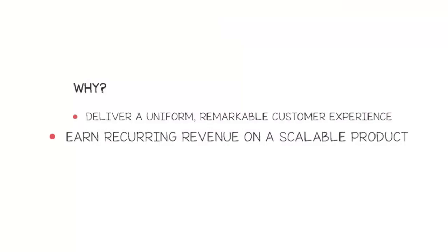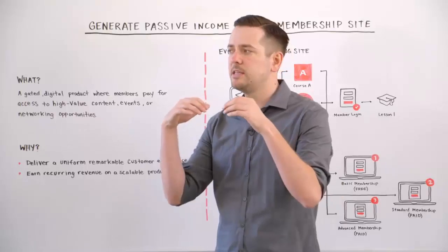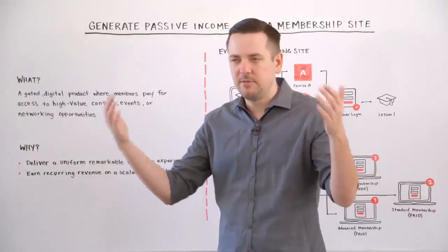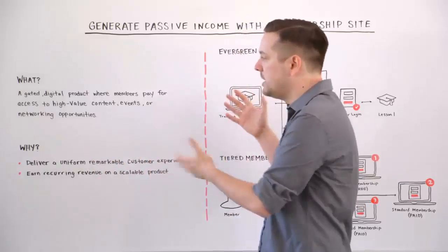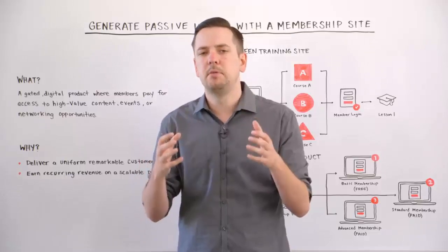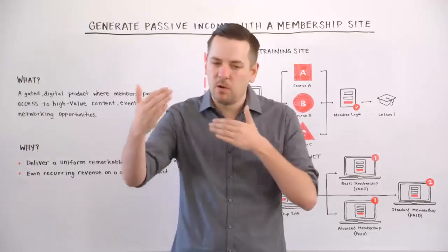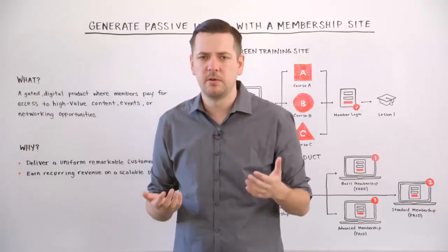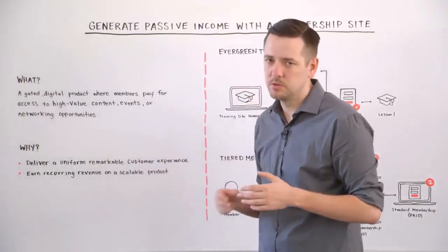And the second reason why is to earn recurring revenue on a scalable product. So this is one to many, right? In the case of Facebook, they built Facebook, and now it's Facebook for everybody. Obviously, they have developers improving the product, and you should have content creators or whatever improving your products on your membership site. But once it's built, it's not one-on-one coaching, right? People can sign up on their own, and they can consume the content on their own, which is a really, really powerful, scalable tool.